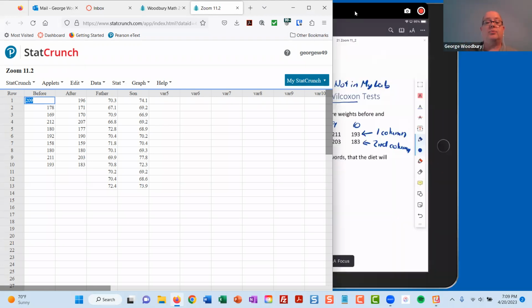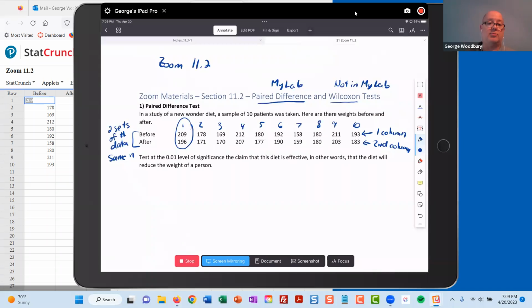The first thing that you have to do when you're doing any of the tests from chapter 11 in step 1 is you have to tell me which group is going to be population number 1. And if you look at the claim, you want to see if there's a group mentioned first. And so here, the claim is that the diet is effective. In other words, the diet will reduce the weight of a person. It doesn't say anything about before or after. So when that happens, you can just let the first set of data be population 1. So I'm going to let the before weights be population 1.